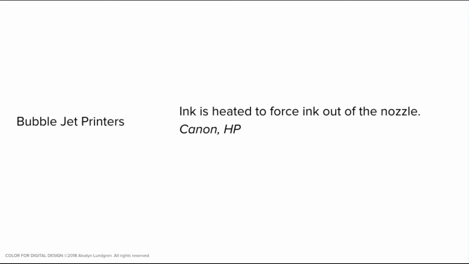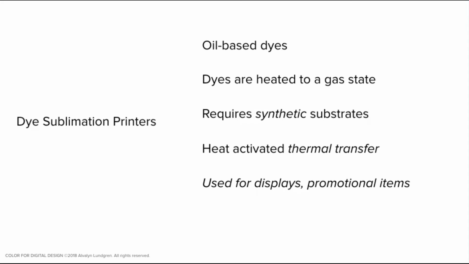So you have to choose your paper wisely when you're dealing with inkjet printing. You might be familiar with dye sublimation printing. It's when you get a full halftone image that's printed, usually on a banner or on t-shirts or trade show displays. So you get a full continuous tone image, and it's actually an oil-based dye applied to a synthetic substrate.